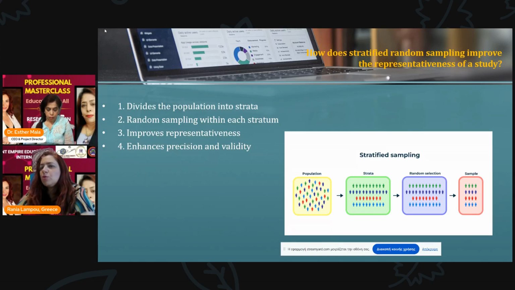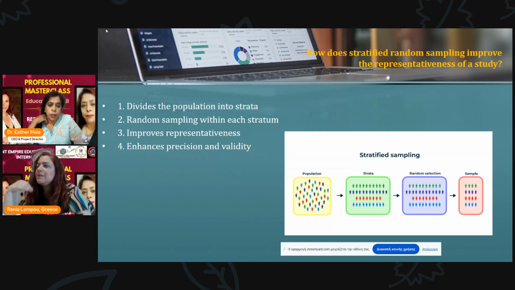Each stratum is more homogeneous internally. Secondly, random sampling within each stratum. Samples are randomly selected from each stratum, proportionally or equally depending on the study design. This ensures that no subgroup is accidentally left out or underrepresented. It improves representativeness because, since all relevant subgroups are included, the overall sample better reflects the diversity of the entire population. And this reduces sample bias compared to simple random sampling, which might miss or undersample smaller or less common groups.